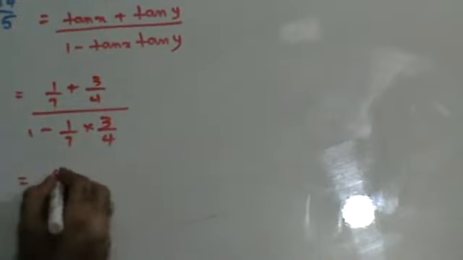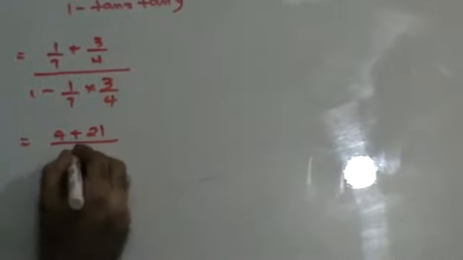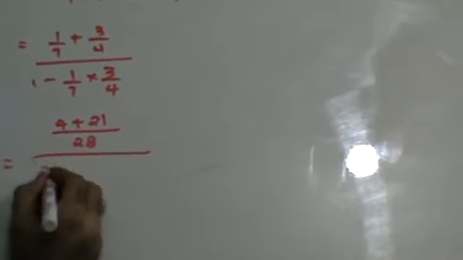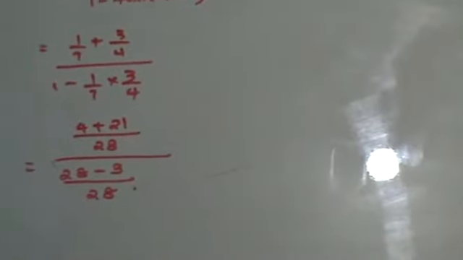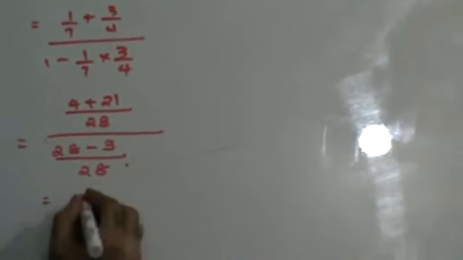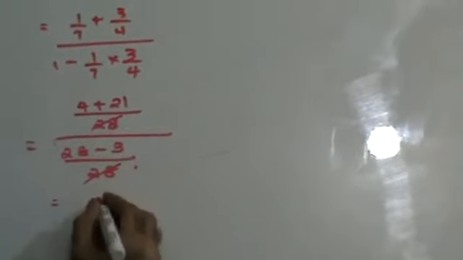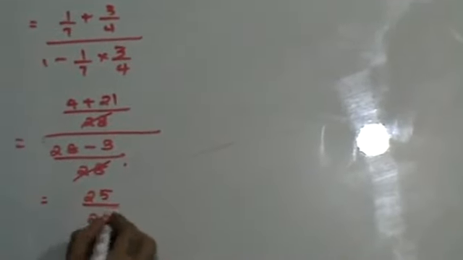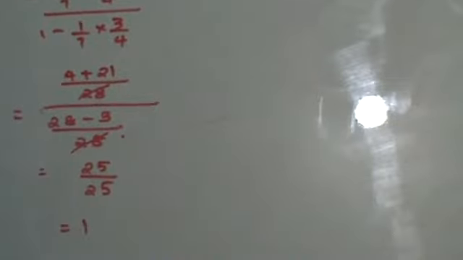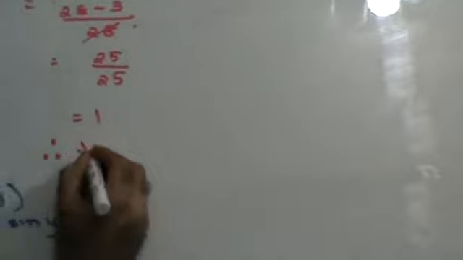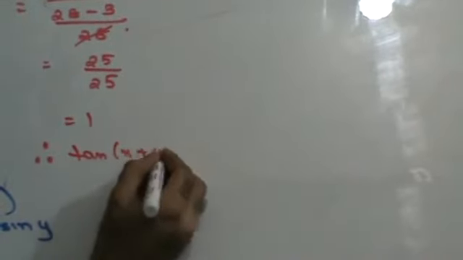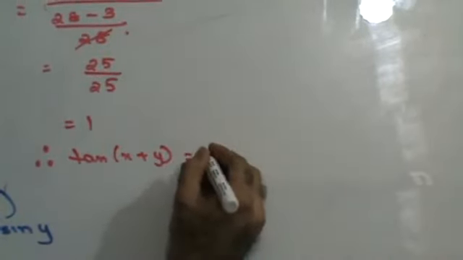This is nothing but (4 plus 21) upon 28. LCM, people, upon 28 minus 3 upon 28. Right? So in that case, this is going to be nothing but 28 gets cancelled. This is 25 upon 25, which is 1. Right? So we just found out that tan(x plus y) is nothing but 1.